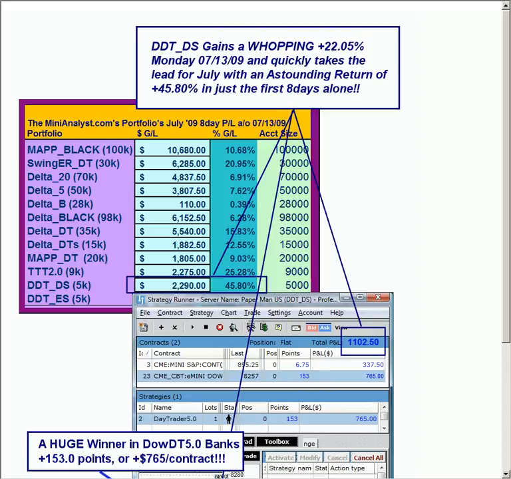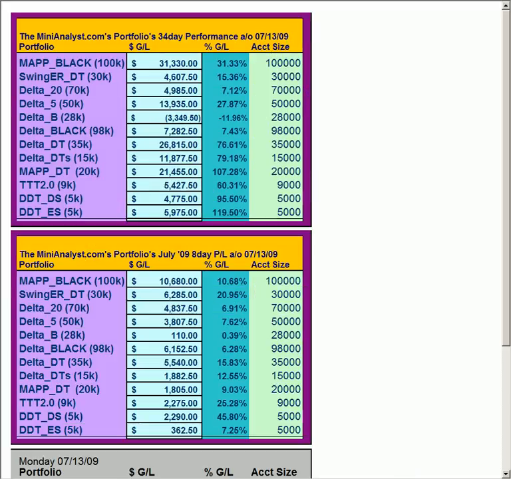And as you can see, this is how we've been over the last 34 days. The Dual Day Trader ES, with an astounding run, still remains in the lead with 120%. The MAP DT, of course, always the venerable leading portfolio over time, 107% return over the last 34 trading days. The Dual Day Trader ES for the month of July coming in about where everyone else is, about on average 7.25%, but the Triple Threat Trader 2.0 Dual Day Trader up an astounding 46%.